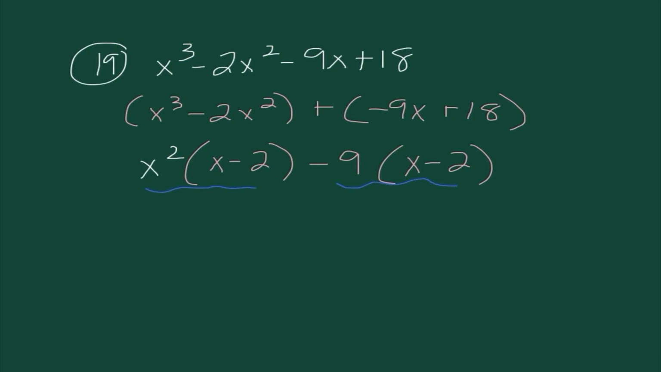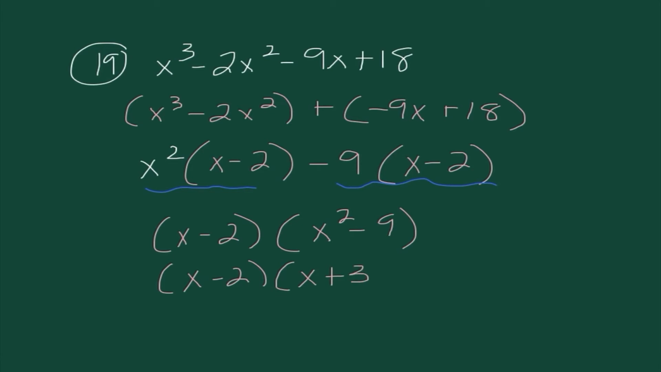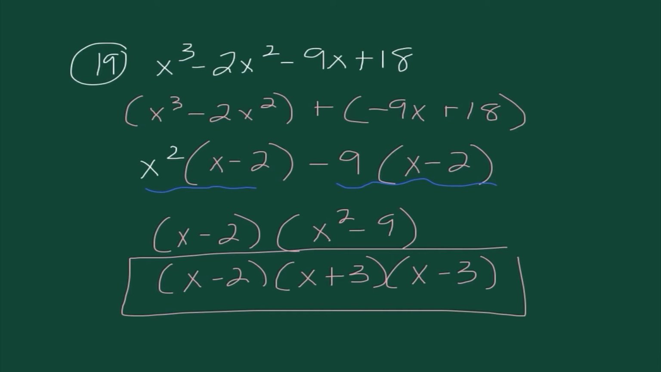So now if I look at these 2 terms, I have an x minus 2 in both of them, so I have x minus 2, and I'm left with x squared minus 9. Now I need to look again and see if I can factor either of these any further. Since this is linear, I know that's all I can do. However, x squared minus 9 is quadratic, so that's going to become x plus 3 times x minus 3. So this is factored as much as possible.